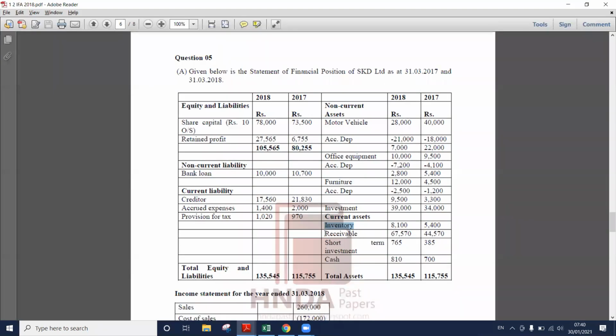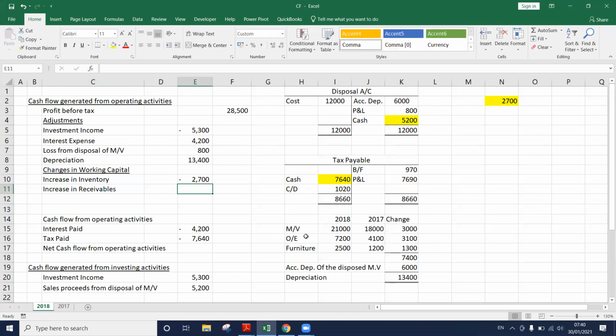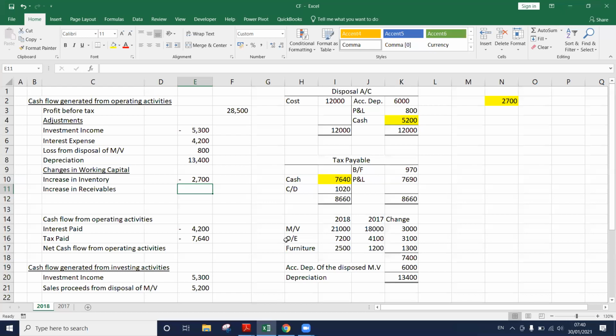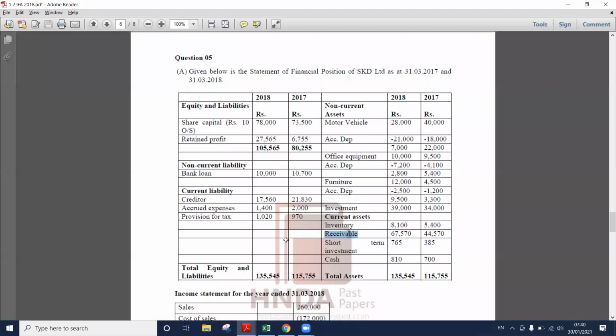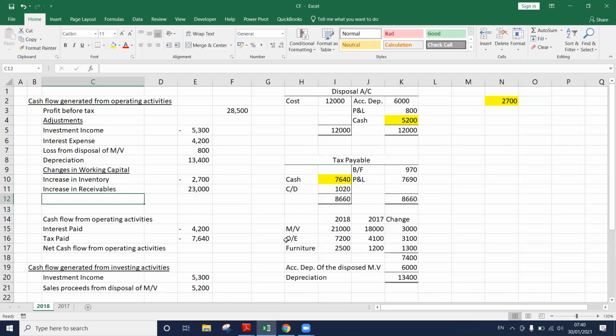Then the other current asset, receivables, what has happened? Receivables have also increased. Increase in receivables: 67,570 minus 44,570. Receivables have increased by 23,000.